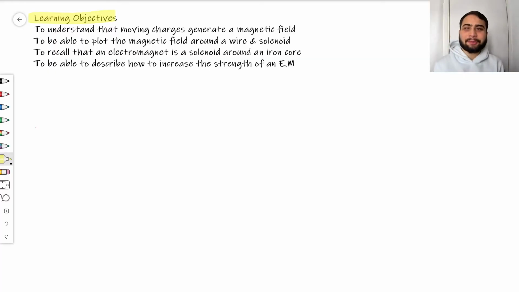My name is Minam and today we're going to be looking at electromagnets. So a few of our learning objectives are, and there are a few, to understand that moving charges generate a magnetic field, to be able to plot the magnetic field around a wire and a solenoid, to be able to recall that an electromagnet is a solenoid around a soft iron core, and to be able to describe how to increase the strength of an electromagnet.